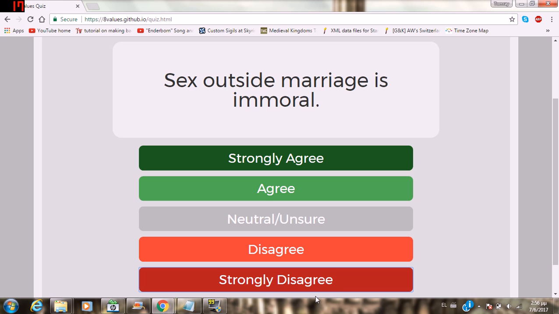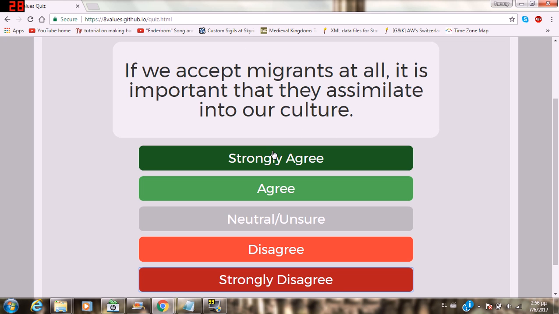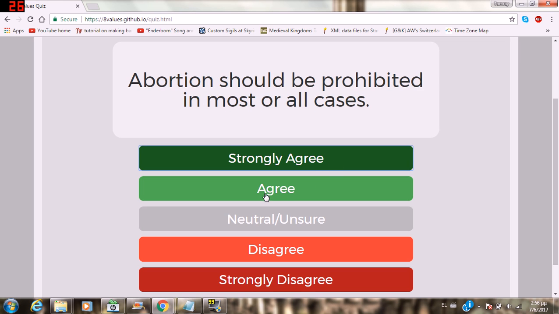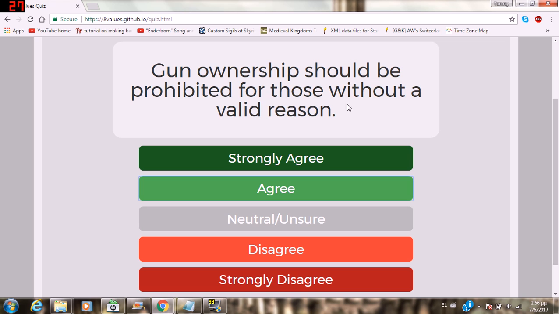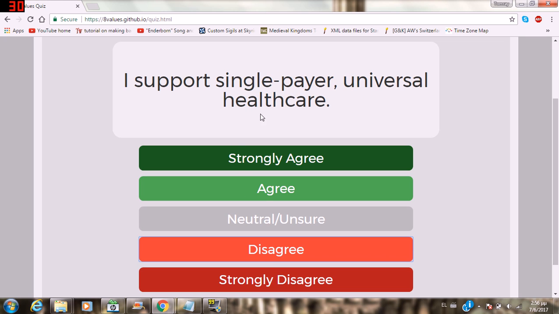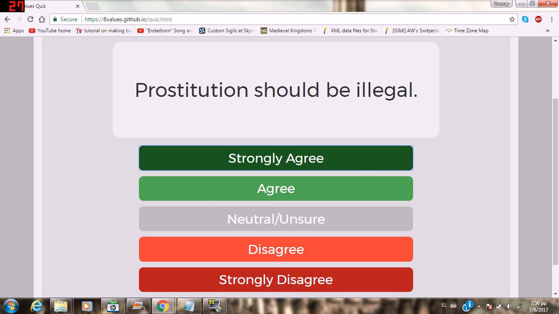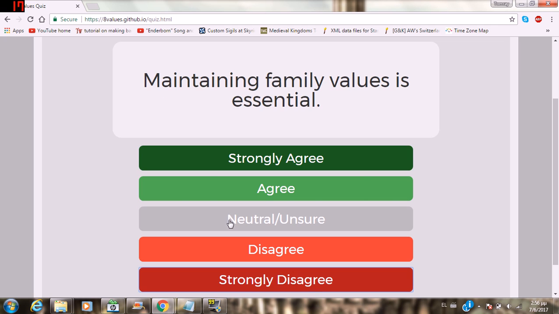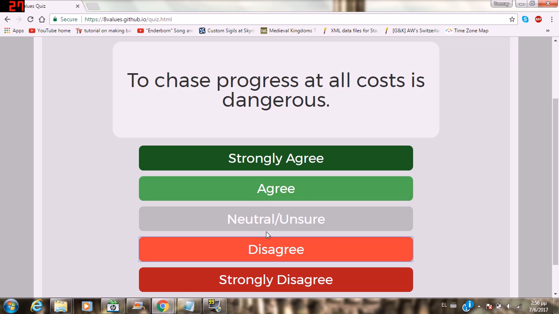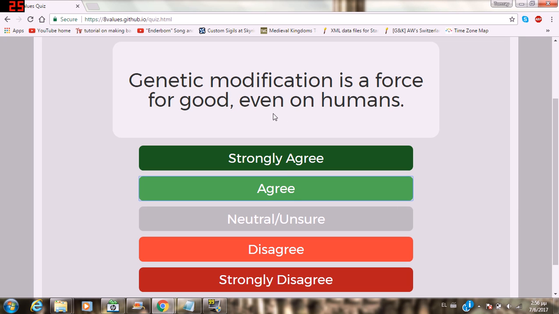Sex after marriage is immoral. Fuck no. If we accept migrants at all, it's important that they assimilate into our culture. Yup. Abortion should be prohibited in most or all cases. Yeah. Gun ownership should be prohibited for those without a valid religion. Who are you to say what should be prohibited? Who are you to say what's a valid reason? I mean, fuck. Where does that come from? No. I support single-payer universal healthcare. Fuck yeah. Prostitution should be illegal. No. Absolutely not. Maintaining family values is essential. To chase progress at all costs is dangerous. It can be. Genetic modification is a force for good even on humans. If it's well regulated, I can see how it could be a force for good.